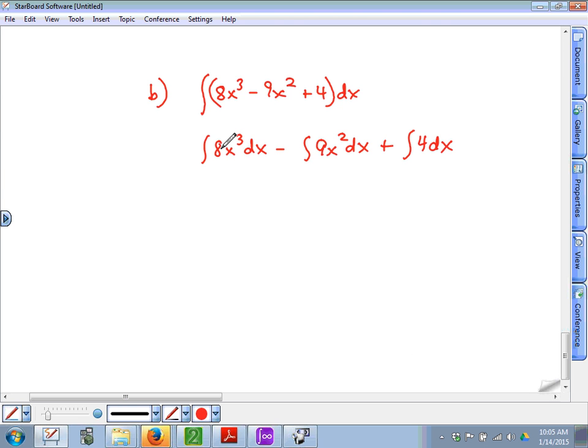So, what should we do with this 8? Well, let's take it out. So this is 8 times the integral of x to the third dx. What about this 9? You take out the 9, so it's minus 9 times the integral of x squared dx. This 4, I'm just going to leave it where it is. It is technically multiplying dx, but it's not multiplying x or anything like that.